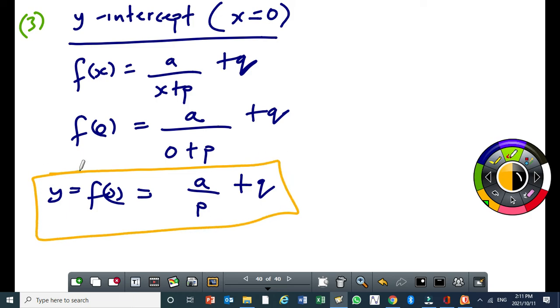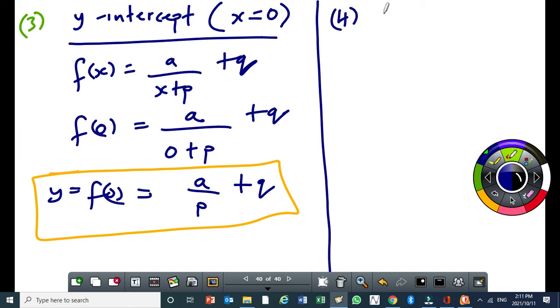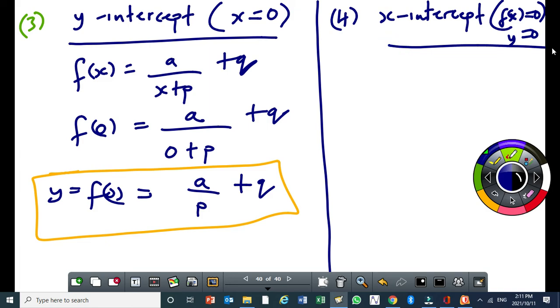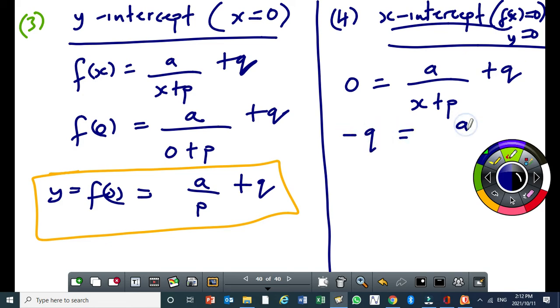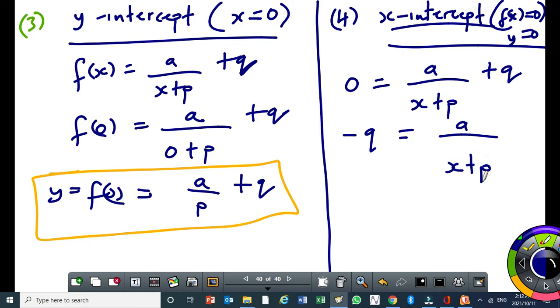Okay, let me put the x-intercept next to it. Number 4, the x-intercept. You get it when f of x is 0 or when y is 0. You should know that by now. Okay? So, where there is y, you put 0 there. Then you solve this equation. You just have to solve that. Okay, let me solve it for you. Take q to the left. Get minus q equals a over x plus p.